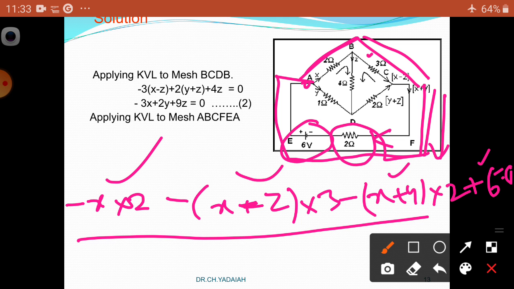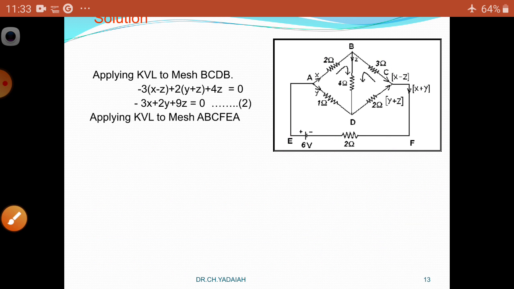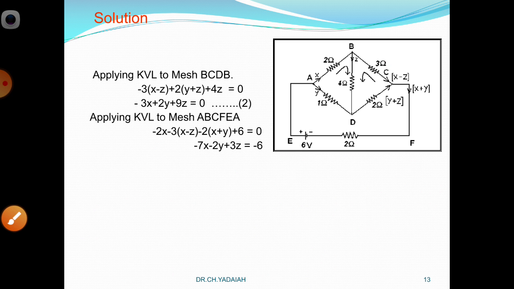Now simplify this equation. Then we are going to get x plus y plus z equal to some constant, the third one in terms of this. So you can write the 3 equations. This is the third equation.